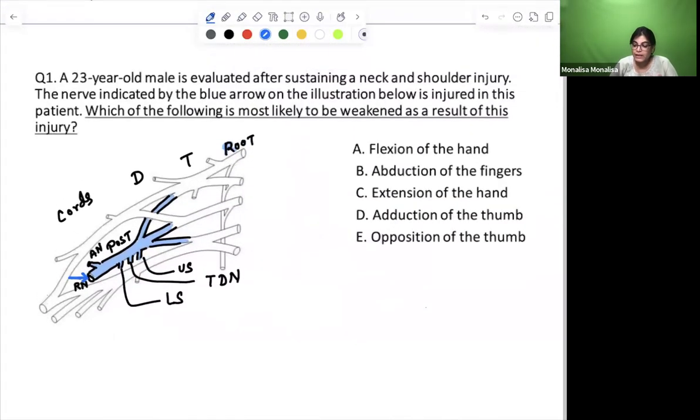So what will be the right answer? There will be loss of flexion, loss of abduction, extension, abduction, adduction, opposition. Absolutely correct, everyone, Bharati, Akshay, Surya, is correct. The correct answer is loss of extension of hand. Why? Because there is injury of the radial nerve, and we know that the radial nerve gives innervation to the muscles of the posterior aspect of the arm and forearm, and the patient will have wrist drop. Yes, you are absolutely right.